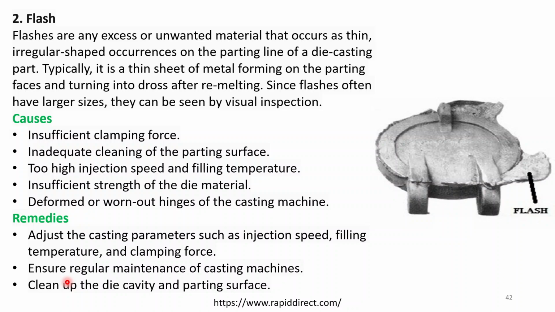Causes are insufficient clamping force, inadequate cleaning of the parting surface, too high injection speed and filling temperature, insufficient strength of the die material, and deformed or worn out hinges of the casting machine. It can be prevented by adjusting the casting parameters such as injection speed, filling temperature, and clamping force, ensuring regular maintenance of casting machines, and also cleaning up the die cavity and parting surface.